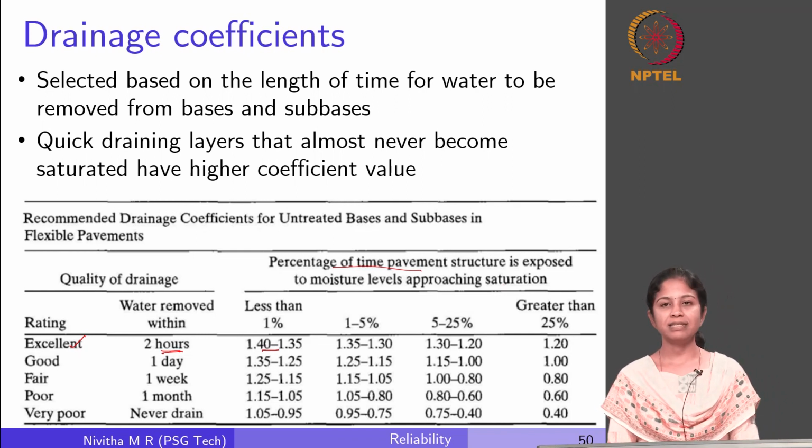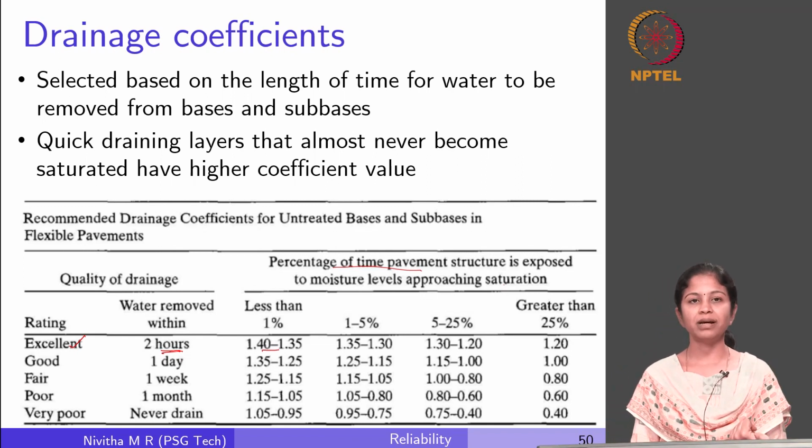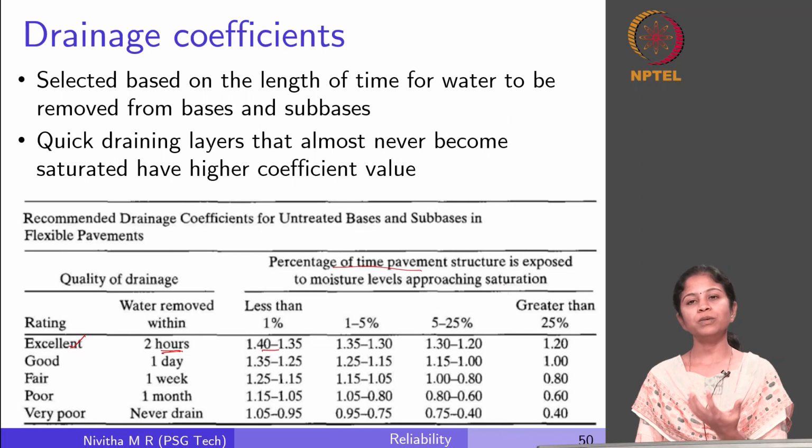So, basically this drainage coefficient depends upon 2 parameters. One is the moisture condition at a given instant and the other is how much percentage of time it is nearing that condition.